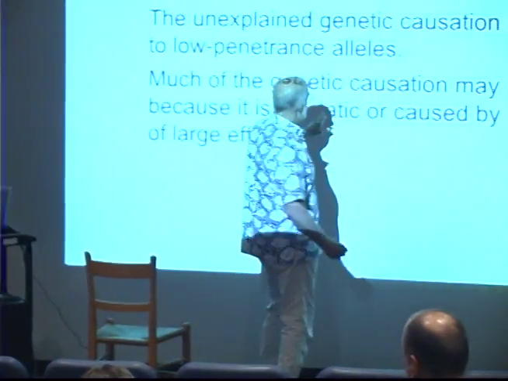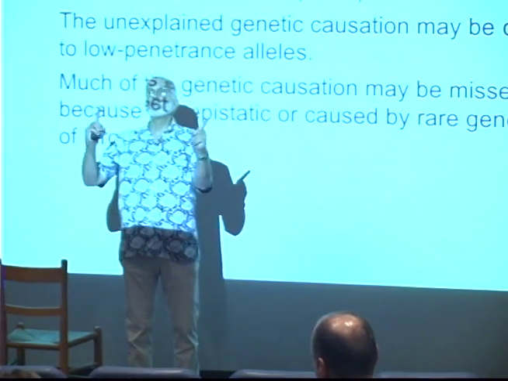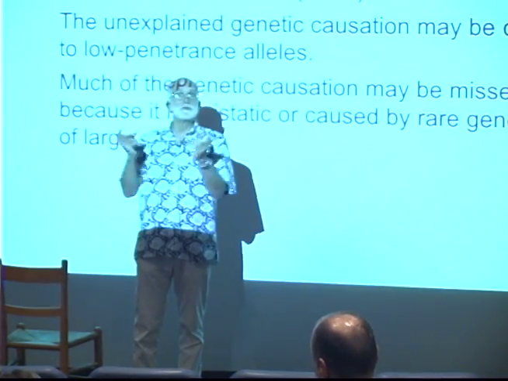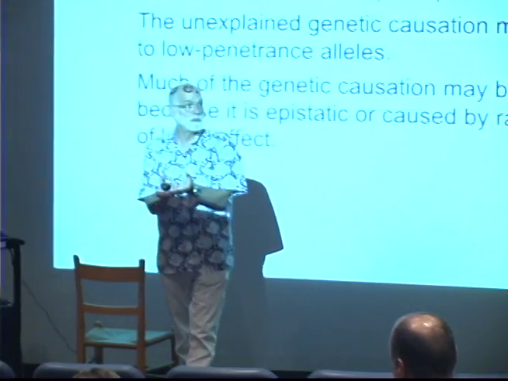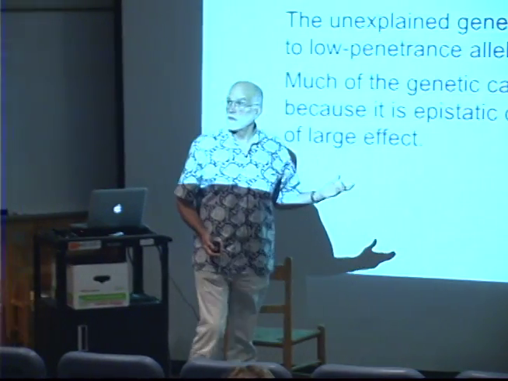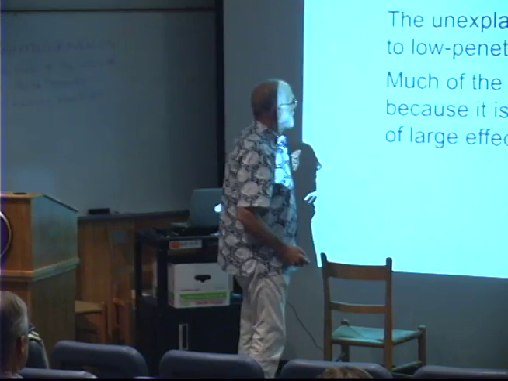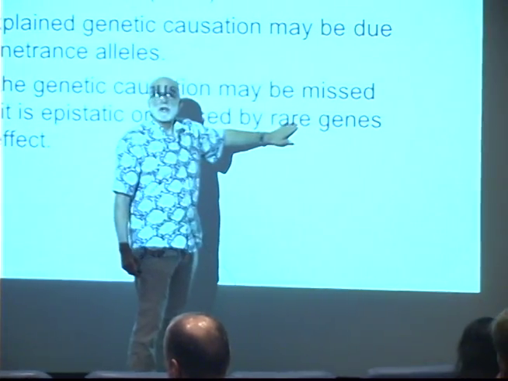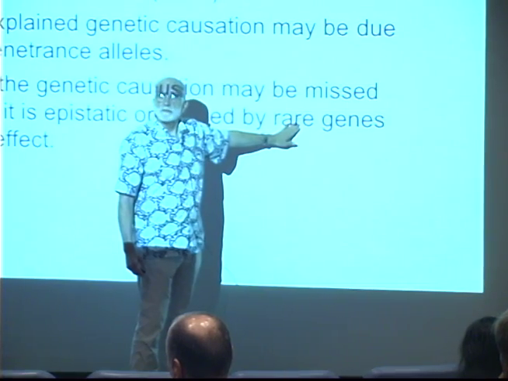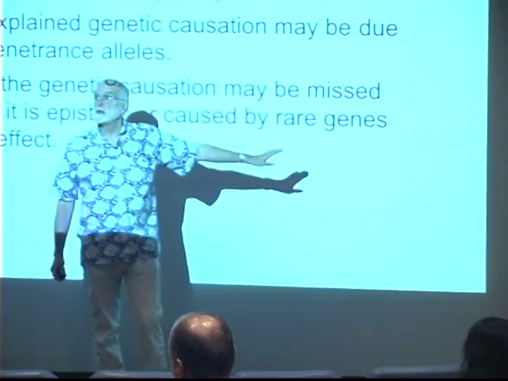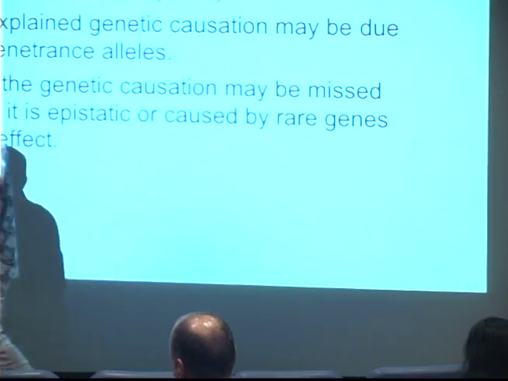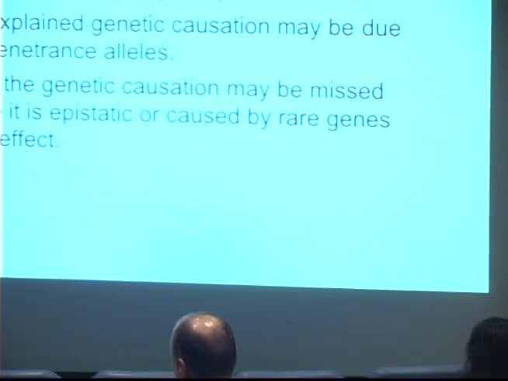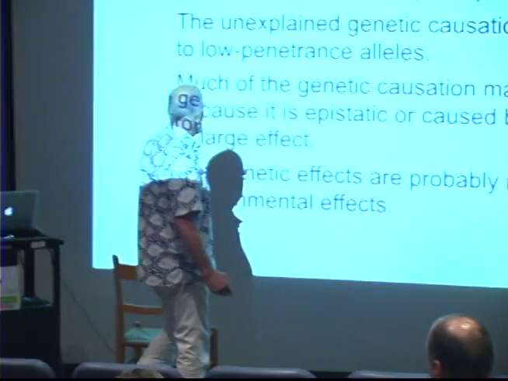Epistatic means that it takes 2 or more variants interacting with each other to elicit the phenotype, okay? And that's not picked up in a normal genome-wide association study. The rare genes of large effect are not really on the chip at all because their frequency in the population is below 1%, and so they're screened out when they build the chip. So the technology screens those out.